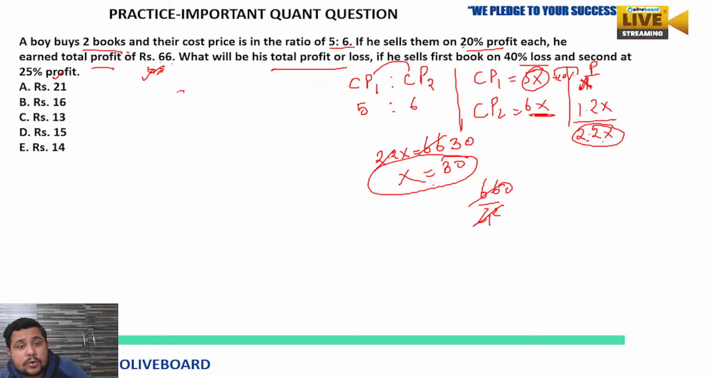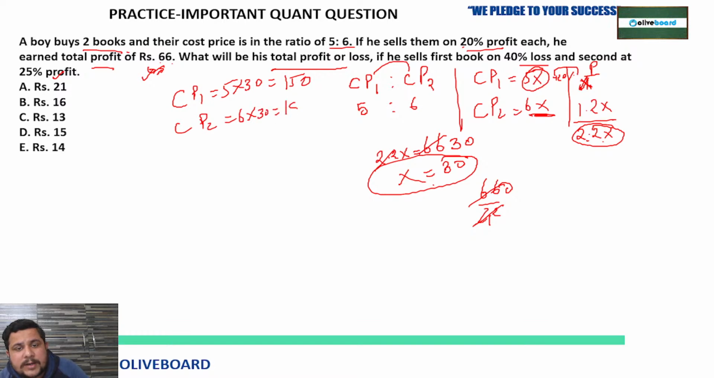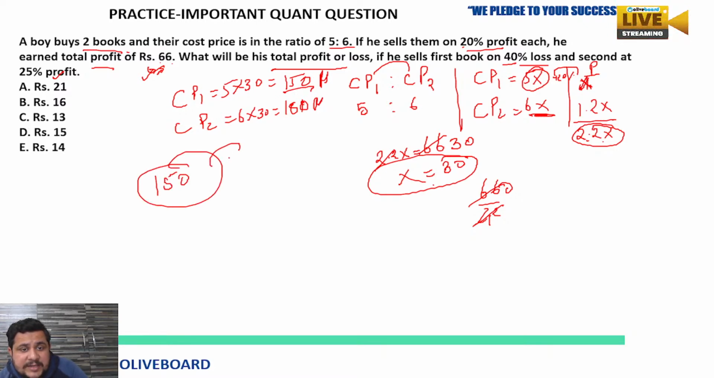So the first book cost price will be 5 into 30, means 150 rupees. And the second book cost price is 6 into 30, means 180 rupees. Clear? Now, he sells the first book at 40% loss. So 40% of 150 is what? That is the loss. 10% of 150 is 15, 4 times that will be 60. So 60 rupees loss, minus.